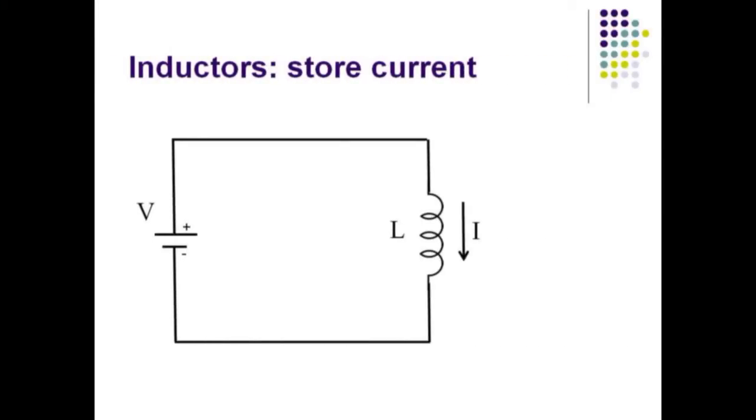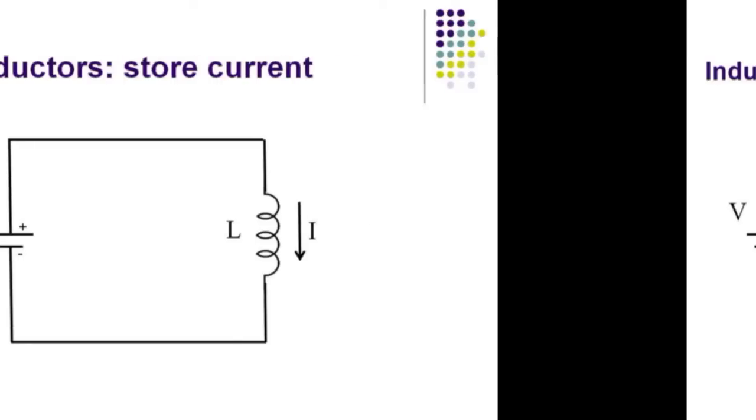An inductor is a device that opposes changes in the current flowing in a circuit. If a circuit initially has no current flowing, the inductor will oppose the buildup of current. If the circuit already has a large current, the inductor will oppose the reduction of that current.